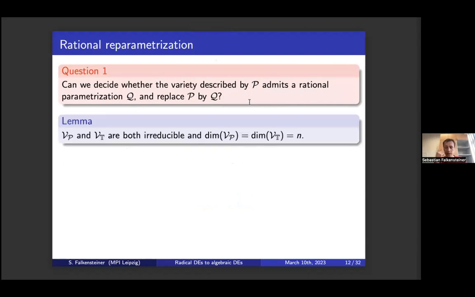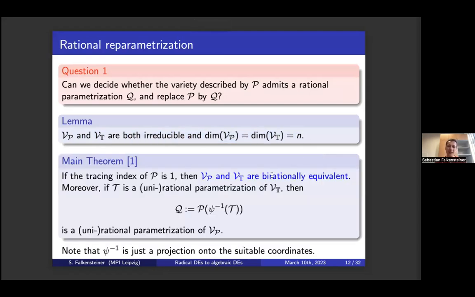For this, I want to say that these two varieties, the radical variety and the Tau variety, are very much related. So they are both irreducible and have the same dimension. And even more, they are birationally equivalent in the generic case where the tracing index of the given radical parametrization is 1.